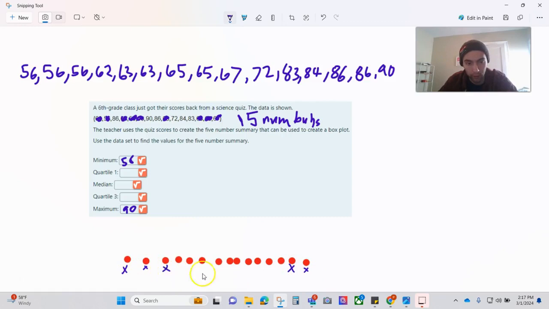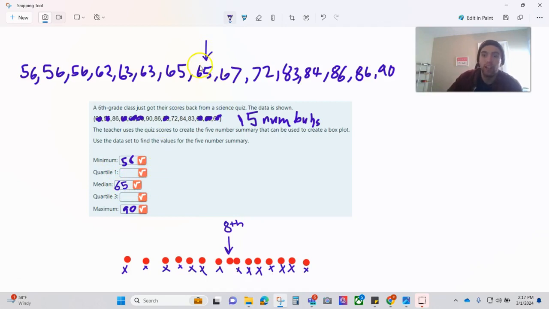Okay, now I got 2 crossed off, 3, 4, 5, 6, 7 crossed off on each side. Right here is my 8th thing. So if I have 15 numbers, my 8th number will be in the middle. So let's see, what is my 8th number? Oh, my median, 65.